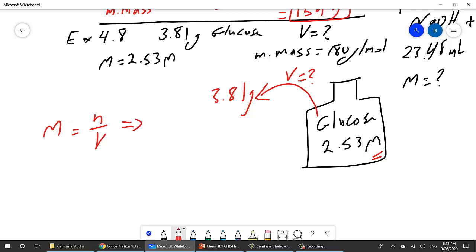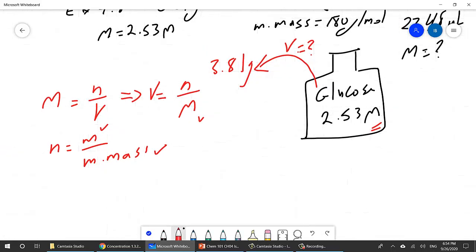So that means the volume is equal to N over M. I have the molarity, but I don't have the number of moles. But I know the number of moles is equal to mass divided by molar mass. I have the mass, which is 3.81 grams, and I have the molar mass, so I can find the number of moles, and from the number of moles I can walk my way back to the volume.